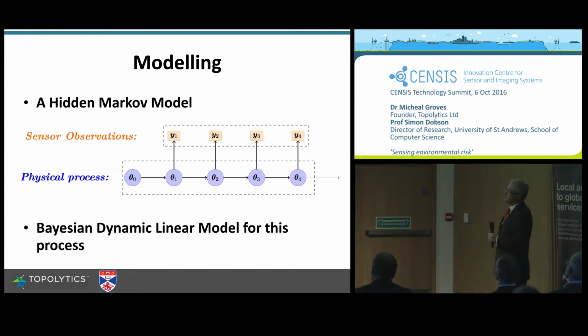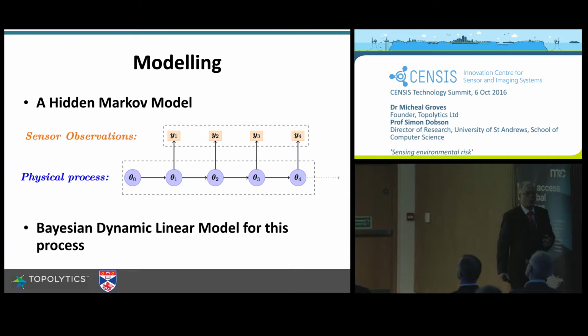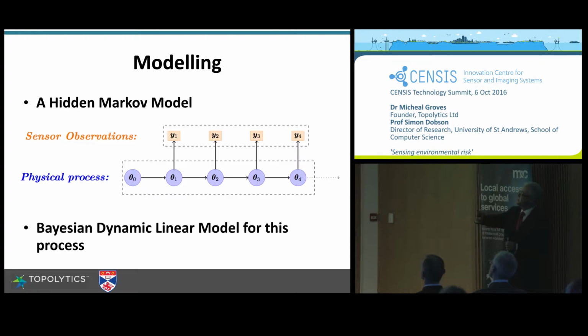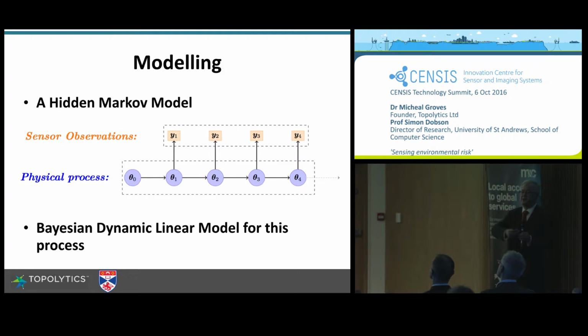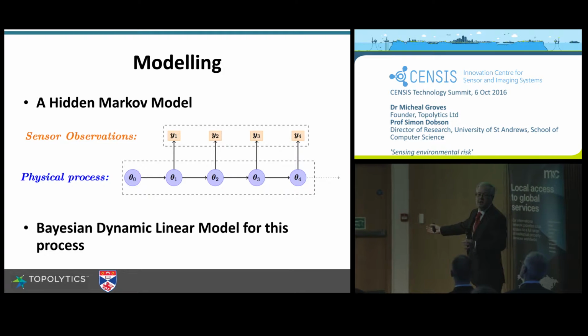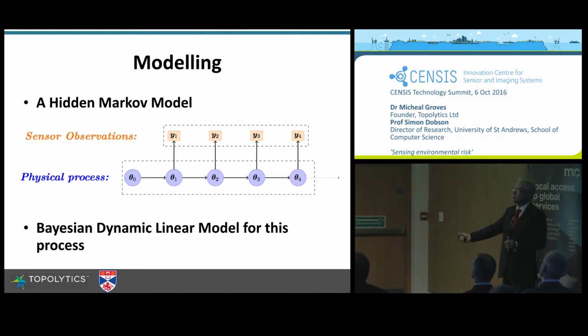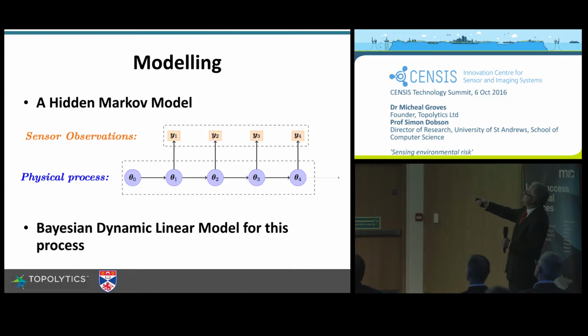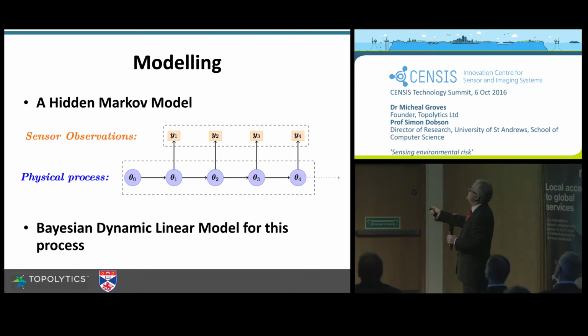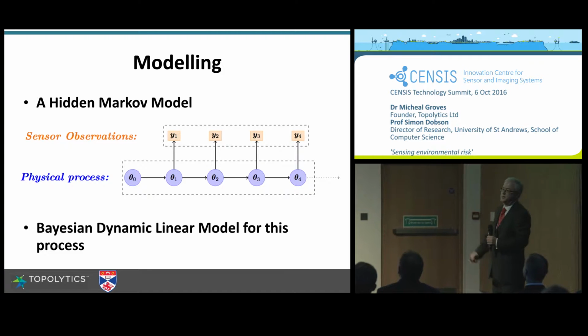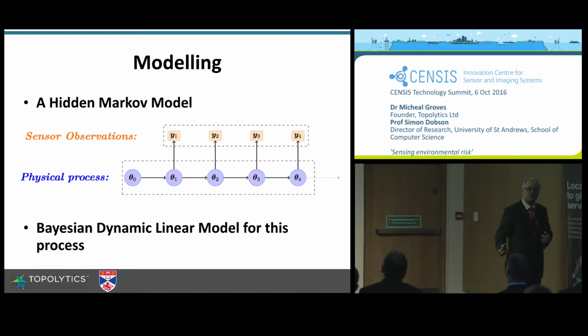So this is the maths part. What you're interested in in this sort of system is this process, which is a physical process that's emitting carbon dioxide. That's what you actually want to talk about. What you've actually got is a load of sensor observations, which are not the same thing, which have a whole load of noise and other things convolved on top of them to make things much more difficult.